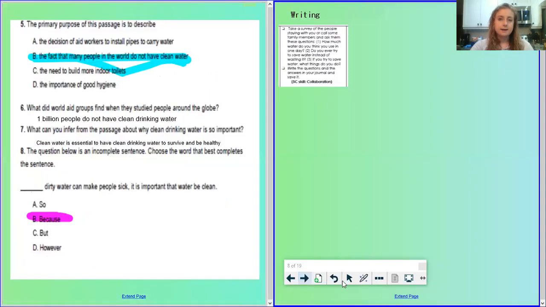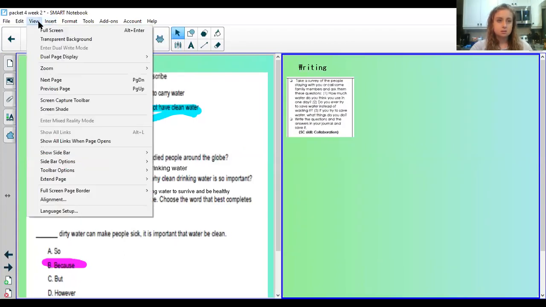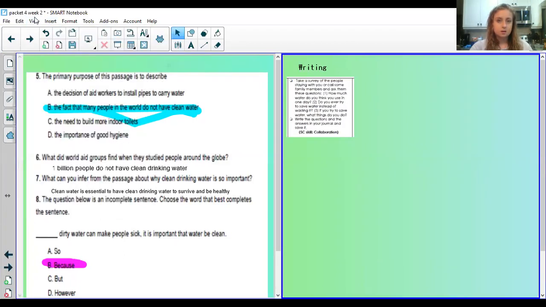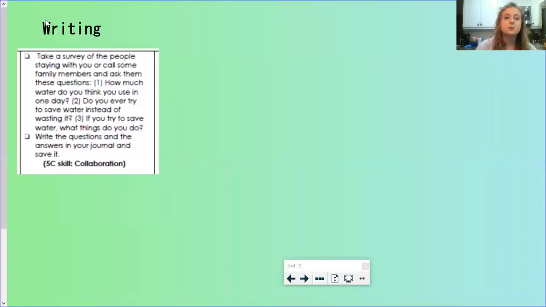All right. Let me take this off dual page display for y'all so we can get back to this and talk about writing. It says take a survey of the people staying around you or call some family members and ask them these questions. How much water do you think you use in one day? Do you ever try to save water? And if you try to save water, what are things you do? So what I'm gonna do is I'm just gonna answer it based off of my lifestyle.